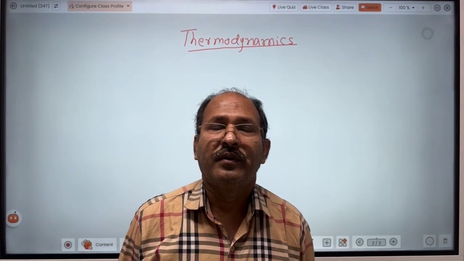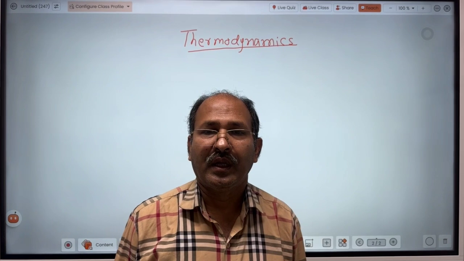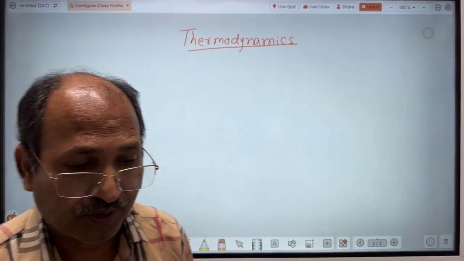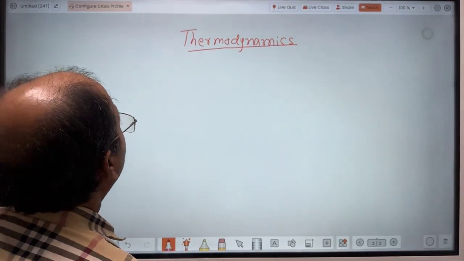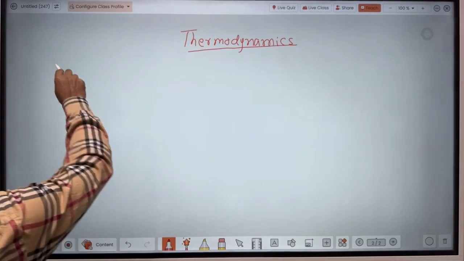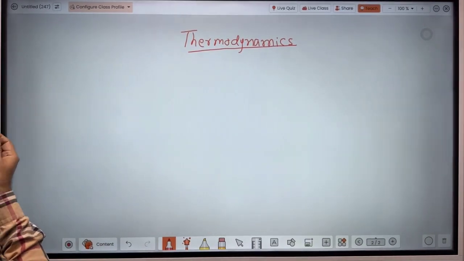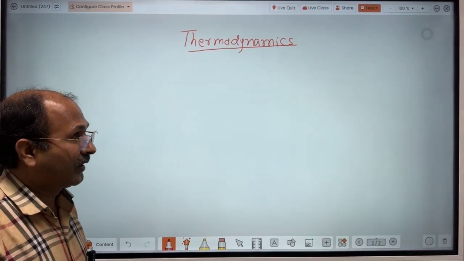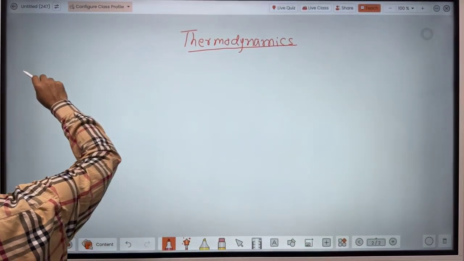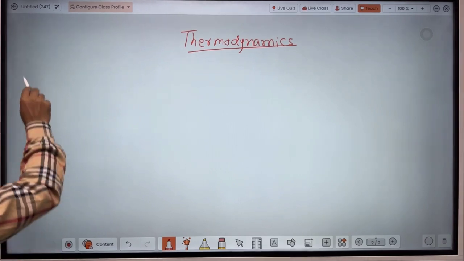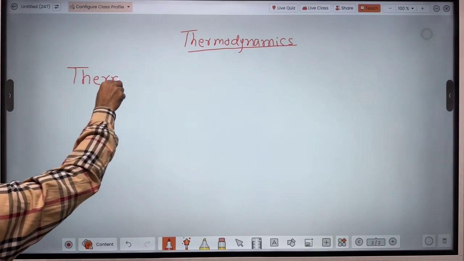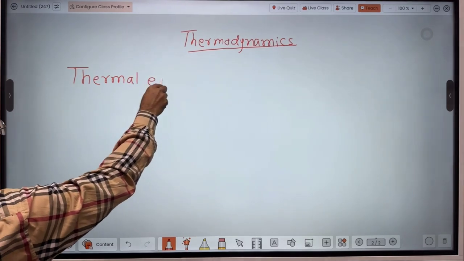Today we are going to start with chapter number 11 of physics class 11th, that is thermodynamics. So we are going to see some basic laws. So in thermodynamics we will study zeroth law, first law and second law. So before that, let's see its basic concepts like thermal equilibrium.